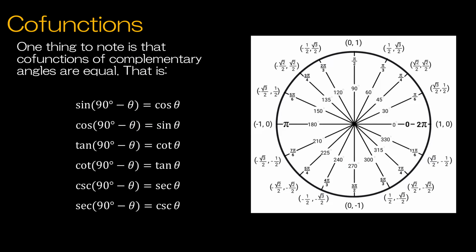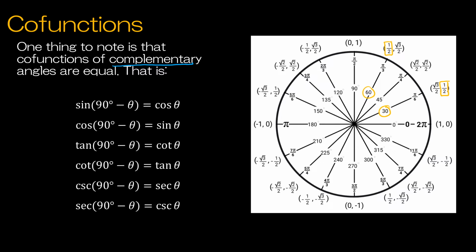One thing to keep in mind is that cofunctions of complementary angles are equal. When we say complementary, we're saying two angles that add up to 90. So for instance, if I'm looking at sine of 30, sine is the y value. So sine of 30 is equal to cosine of the complement of 30. So the cosine of 60 is equal to 1/2 as well. And that's all we're saying here.